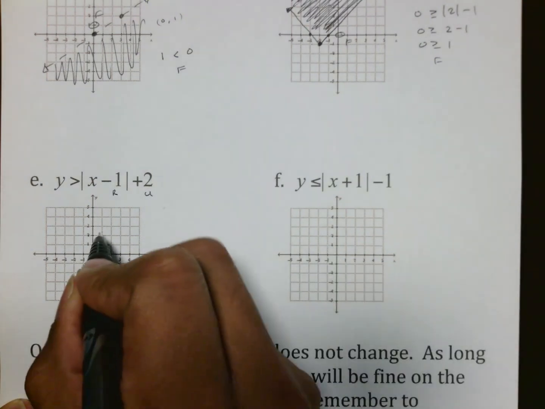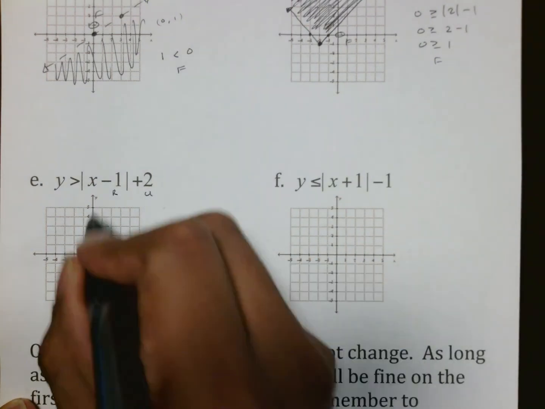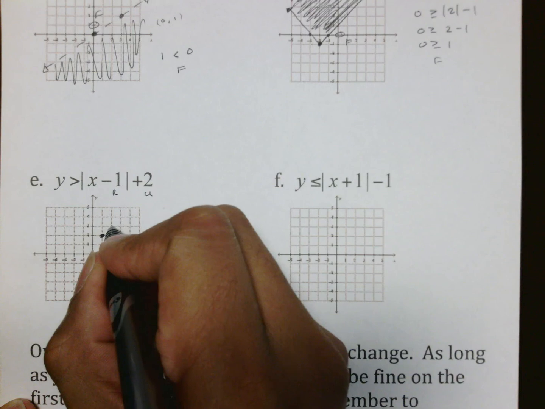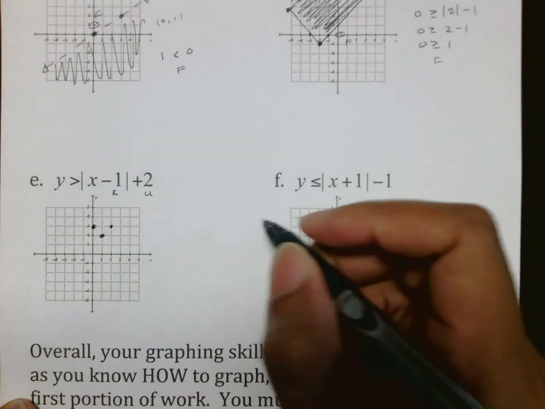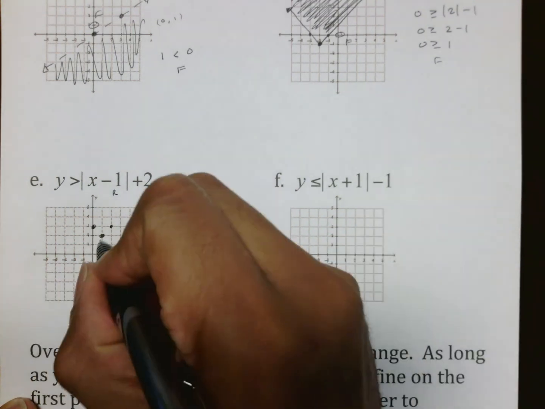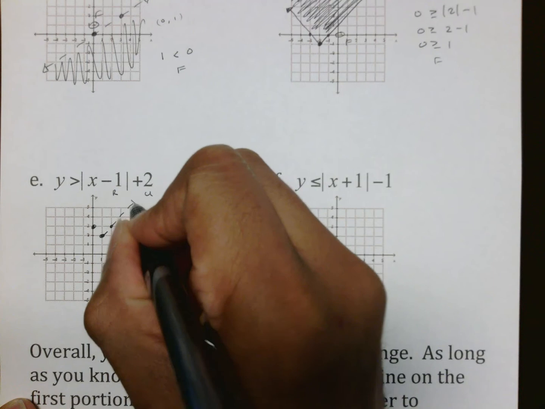This one here goes to the right, that goes up. So right 1, up 2 is here. Again, there's no stretch factor or no negative, so that goes here. But you must be careful because that is an open circle.